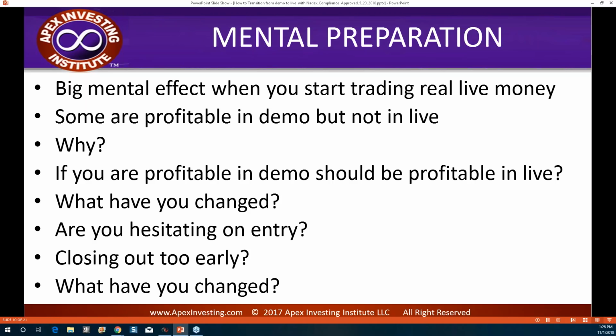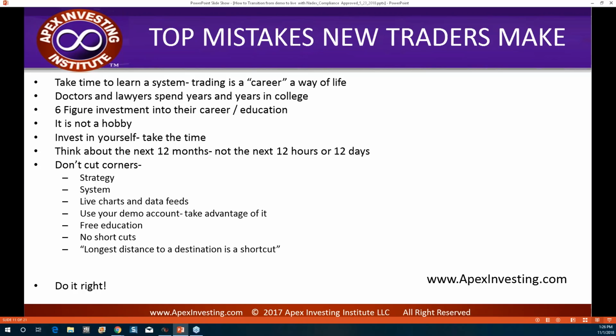What has changed? Go back and look. Am I hesitating on entries? Am I getting out too early? Am I not taking every entry? Because normally something has changed there. Okay? And a lot of times, for one, you didn't spend enough time in demo. You didn't really have it mastered in demo. You didn't really fully understand your system. Or for two, you were not trading the same way in live when you switched over. You think you are, but you really aren't when you go back and look at it.